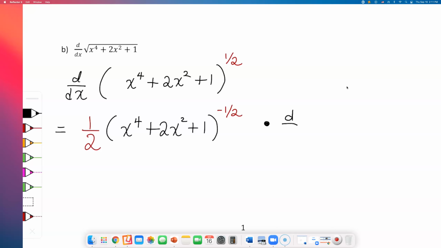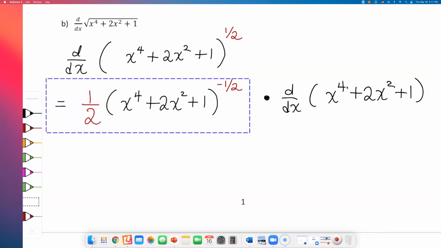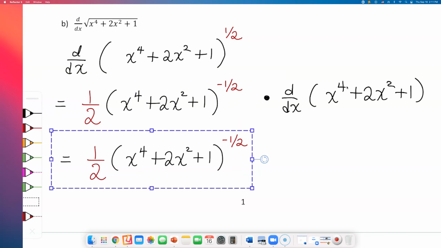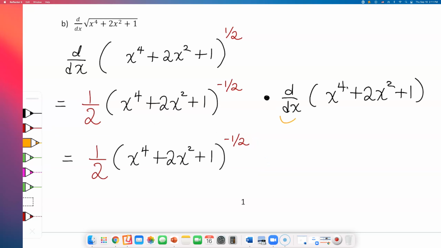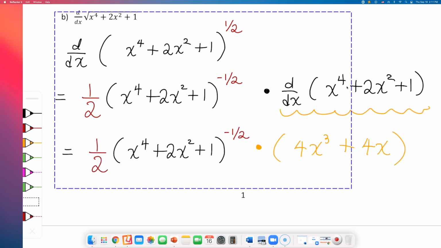So I'll say d dx, the derivative of x to the fourth plus 2x squared plus 1. Okay? All right, I'm just going to copy down the first part the same. The first part remains the same. But now I'm working with this one. Okay, what's that going to give us? That is going to be 4x to the third power plus 4x plus 0. So that's it.